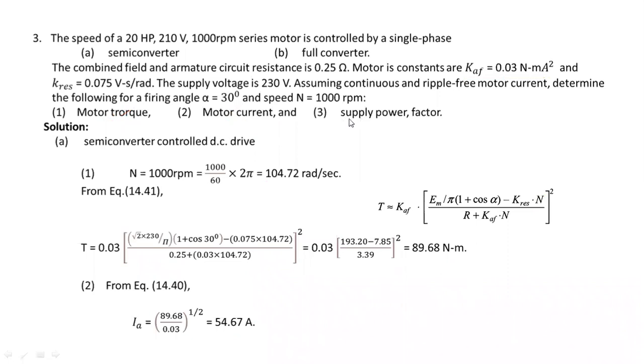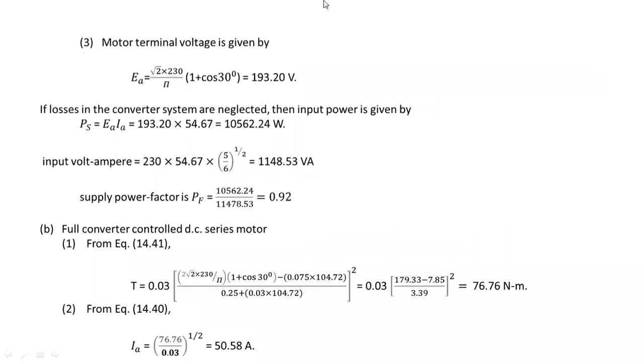To calculate the input power factor, the power factor can be calculated in different ways. Here we will calculate the power factor using the power formula. So power factor can be calculated as the active power PA of the input divided by the apparent power.